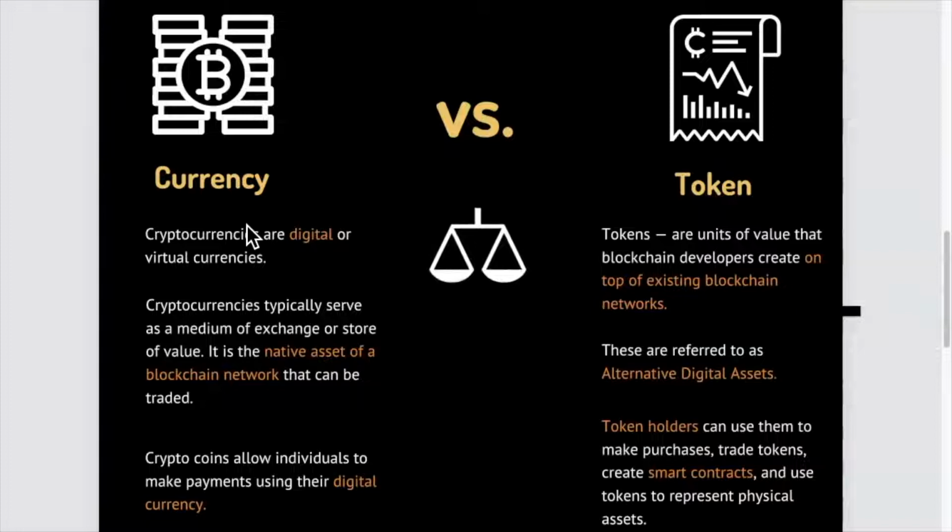Instead, we can refer to them as alternative digital assets because they're digital assets that exist in the space alternative to Bitcoin. Token holders can use them to make purchases, trade tokens, create smart contracts, or use tokens to represent physical assets. Crypto tokens today are used for a bunch of different reasons. Crypto tokens are most commonly used now as a unit of account and as a way to create smart contracts. As a unit of account, crypto tokens are used to represent physical things such as real estate and utilities.